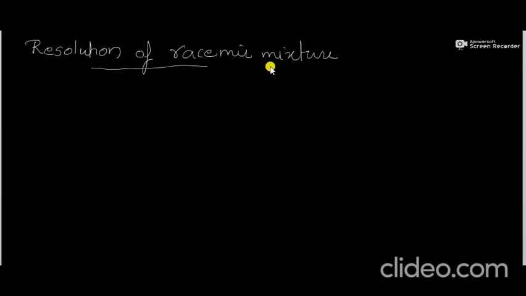Next is resolution of racemic mixture. The separation of a racemic mixture into D and L enantiomers is called resolution. Since the enantiomers of an optically active compound have most of their physical and chemical properties the same, their separation cannot be effected by ordinary methods such as fractional distillation, fractional crystallization, etc. And so it requires special methods for the separation of racemic mixture. We have different methods. First one is mechanical separation.